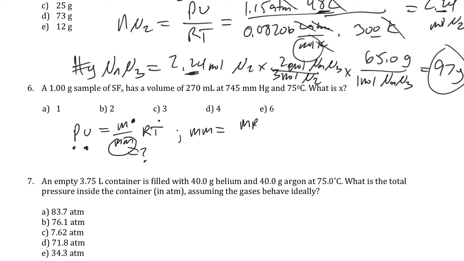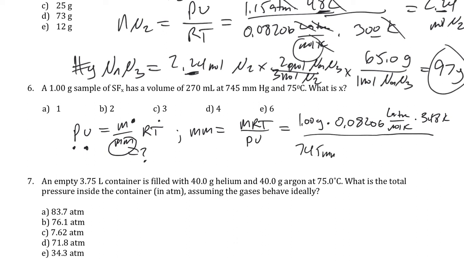So our molar mass will be equal to mRT divided by PV. Okay, so we take a gram times a gas constant, this is 0.08206. Write your units out in this chapter. This is a good tip so we don't make a mistake. 75 plus 273 is 348 Kelvin. And we're going to divide this by 745 millimeters of mercury, 760 millimeters of mercury per ATM. So we can cancel ATM here. And then the volume, we go into liters, 0.270 liters. So our liters cancel, our Kelvin cancels, everything except grams per mole cancels. So we have grams per mole.